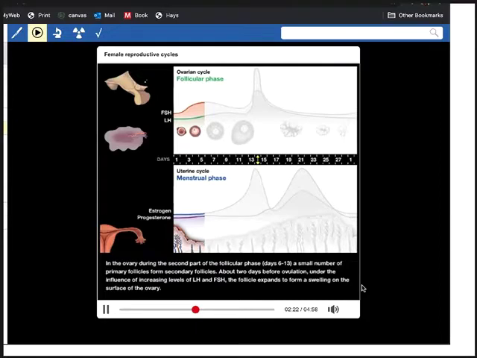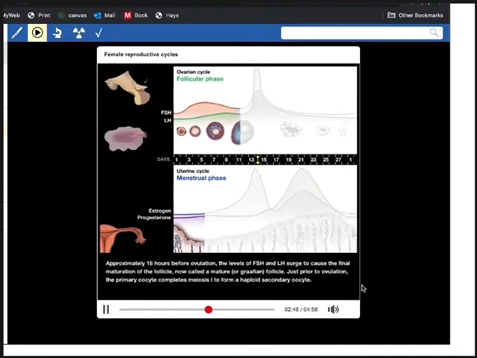In the ovary during the second part of the follicular phase, days 6 to 13, a small number of primary follicles form secondary follicles. About 2 days before ovulation, under the influence of increasing levels of LH and FSH, the follicle expands to form a swelling on the surface of the ovary. Approximately 16 hours before ovulation, the levels of FSH and LH surge to cause the final maturation of the follicle, now called a mature or Graafian follicle. Just prior to ovulation, the primary oocyte completes meiosis 1 to form a haploid secondary oocyte.